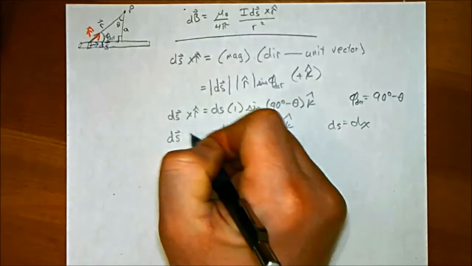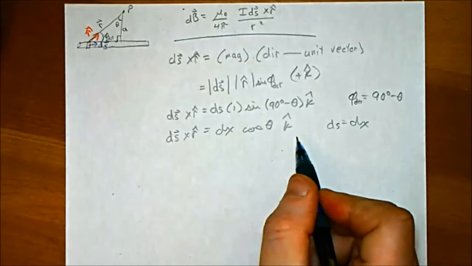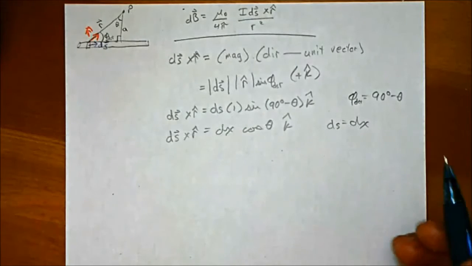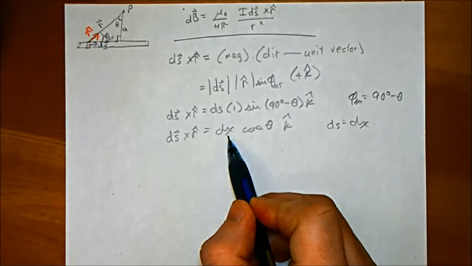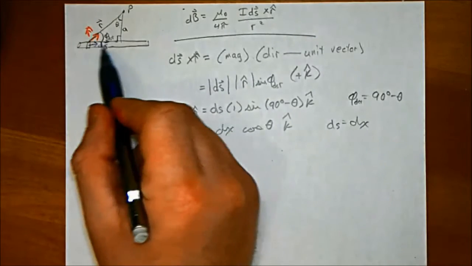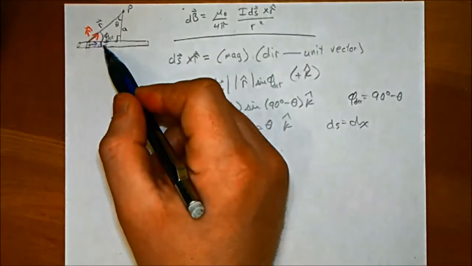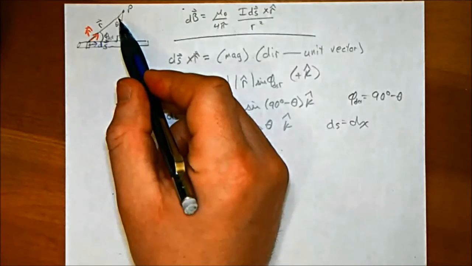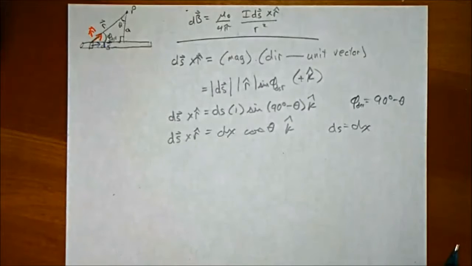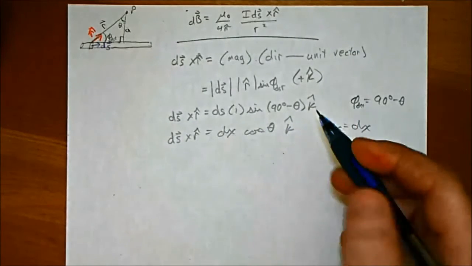So ds cross r hat equals dx cosine of theta k hat. So far so good, right? Except that the x is going to be changing in this problem as you're moving along this wire. So now I've got two variables that are changing, but the two relate to each other. dx depends on theta, so how could I relate the two? Try to combine them so that they're both a function of theta instead of having two variables here.